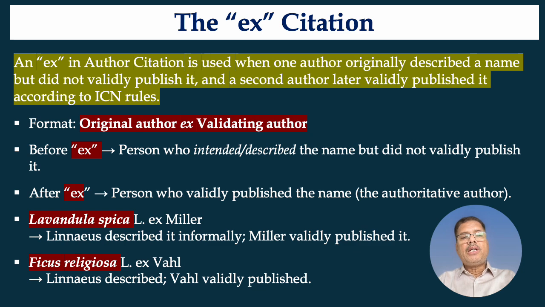For example, in Lavandula spica, Linnaeus first described the plant informally while Miller validly published the name. Similarly, in Ficus religiosa, the initial description was given by Linnaeus but Wall. carried out the valid publication. Through such citations, the botanical community maintains transparency, accuracy, and historical continuity in naming practices.